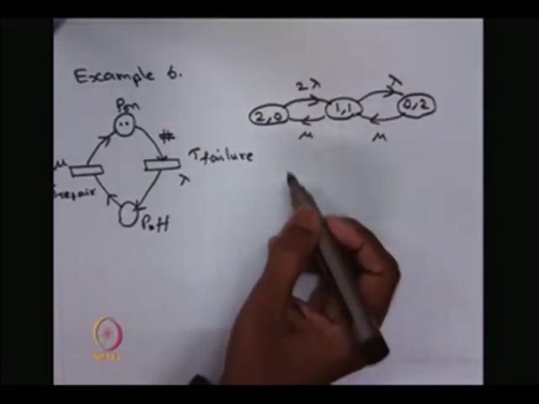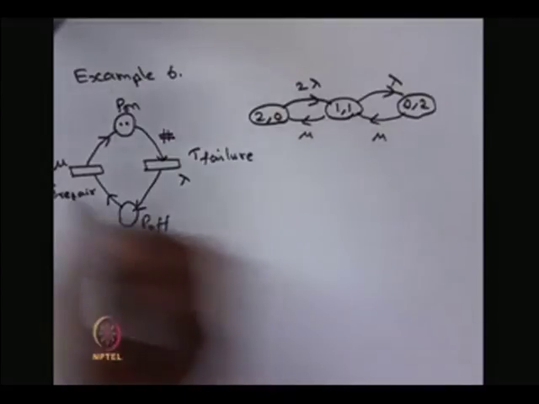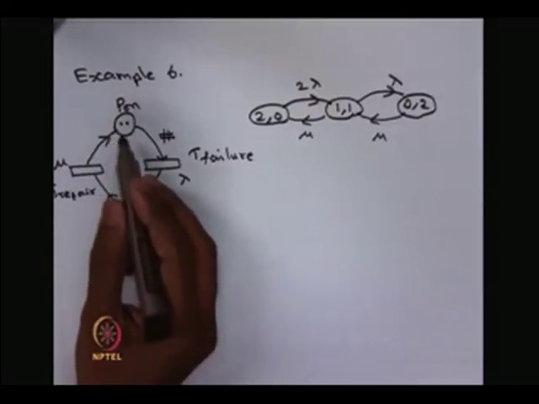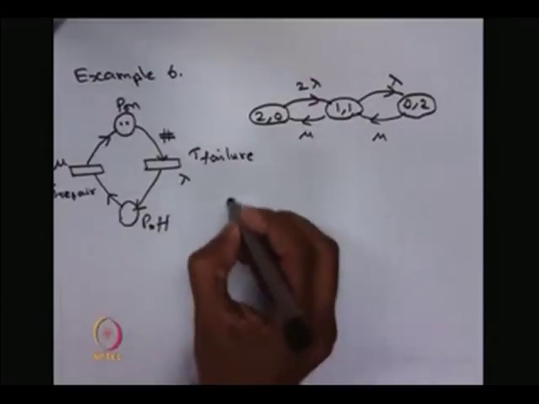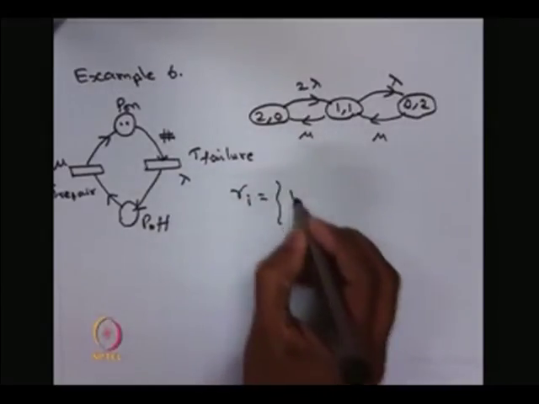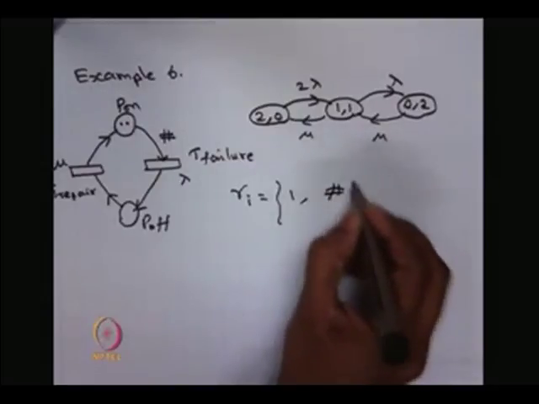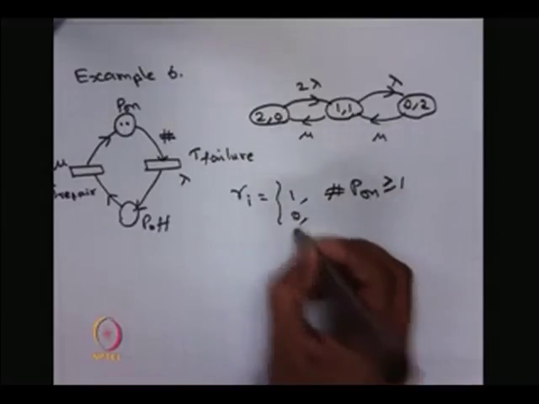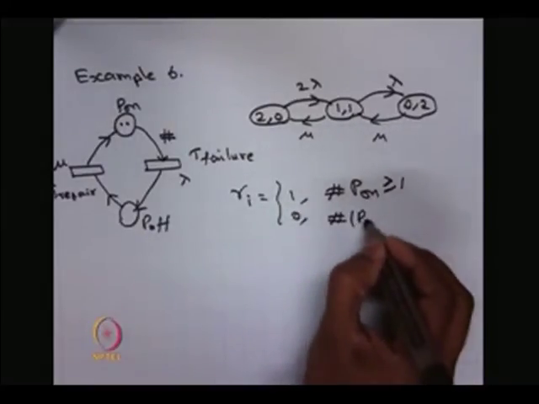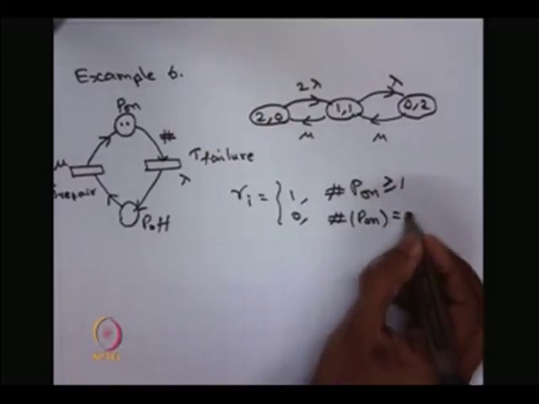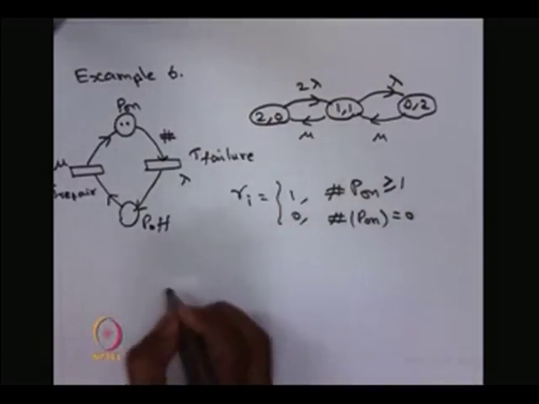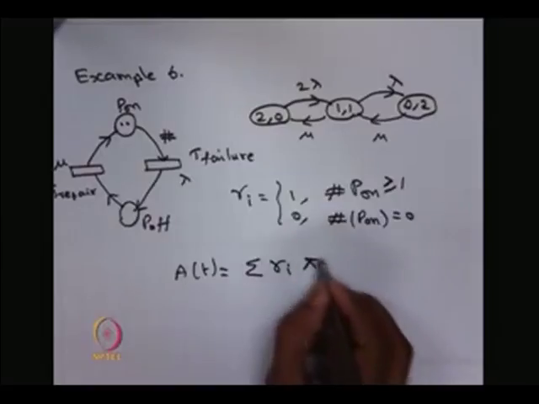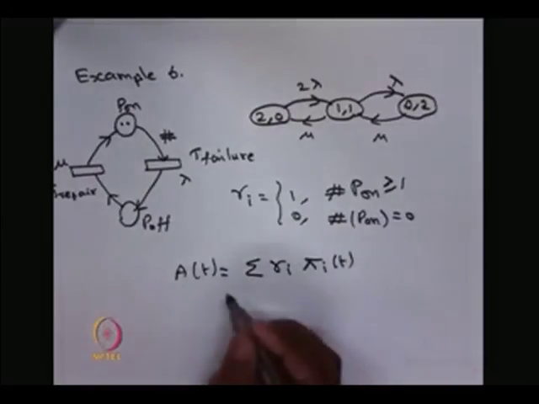Suppose my interest is to find out the availability. Whenever 2 tokens are in the place P on or 1 token is in the place P on, that means the system is available. So, by assigning the reward rate Ri equal to 1 if the number of tokens in the place P on is greater than or equal to 1, or if the number of tokens in the place P on is equal to 0, that reward rate is 0, then the availability is nothing but the summation of Ri pi_i(t), where i is nothing but the marking.